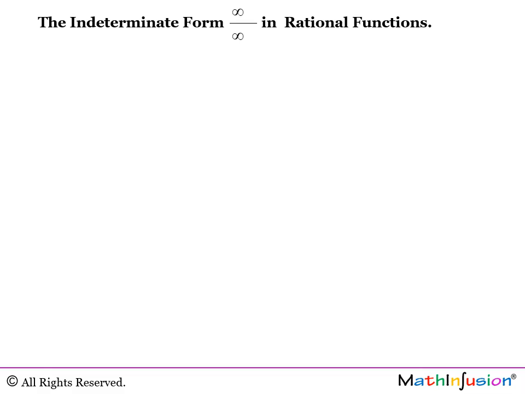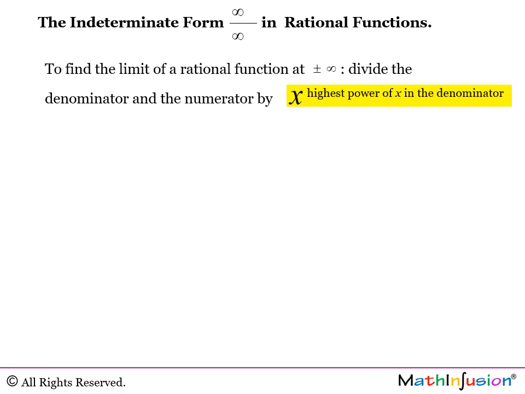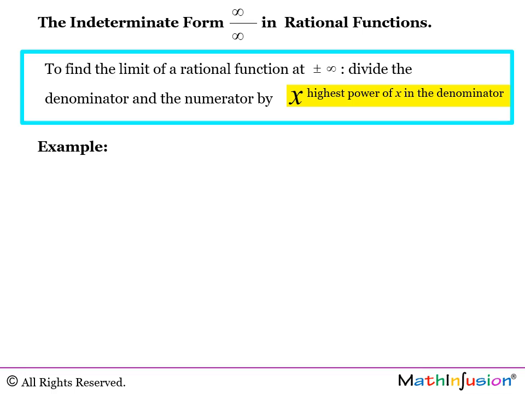We want to focus on the indeterminate form infinity over infinity in rational functions. To find the limit of a rational function at plus minus infinity, we have to divide the denominator and the numerator by x to the highest power of x in the denominator. And it's always going to work.